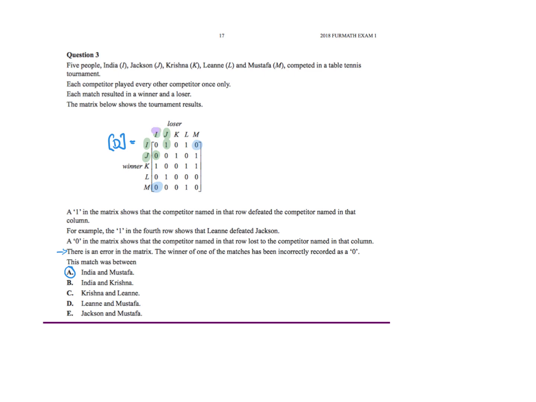Someone's saying I and M. If you look here, between I and M it was a 0, and between M and I it's also a 0. I had it highlighted anyway. So that game is incorrectly recorded. Someone had to win or lose. So it was between I and M, so it became India and Mustafa.